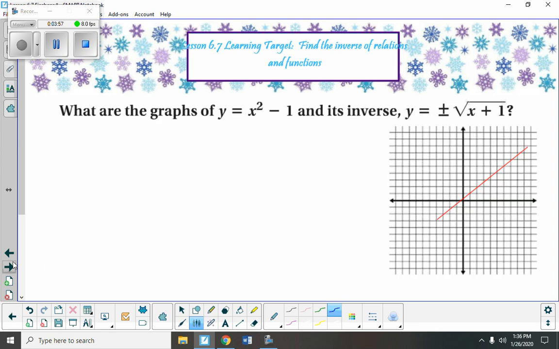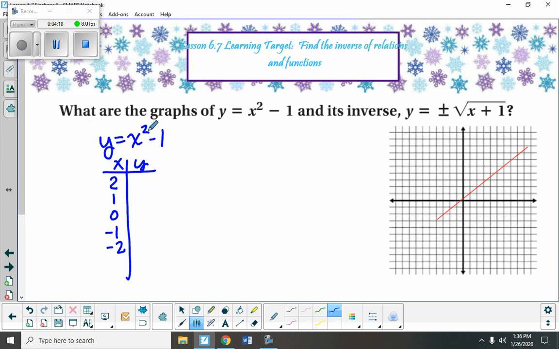Next, it says, what are the graphs of y equals x squared minus 1 and its inverse y equals plus or minus the square root of x plus 1? So to graph the first one, y equals x squared minus 1, let's just make an xy chart. And we will plug in 2, 1, 0, minus 1, minus 2. We'll just substitute those in for x.